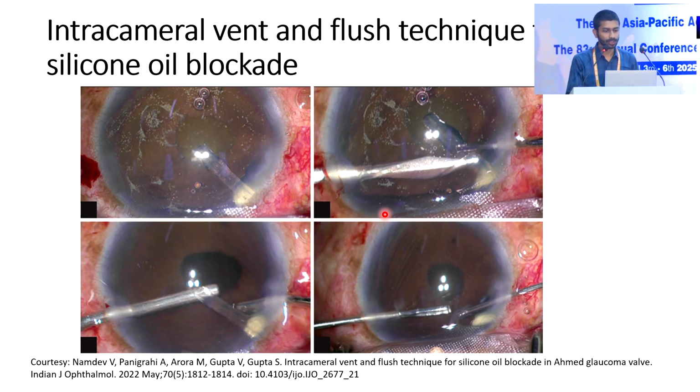Okay. Next, the tube can be blocked due to vitreous or blood or silicone oil. This is the case in which silicone oil was blocking the tube. Here we are using the micro MVR. We are making an incision in the tube, so we are making a vent here, and the other part we are just flushing out with BSS. So this is a technique of intracanalicular vent and flush in case of a silicone oil blockade.